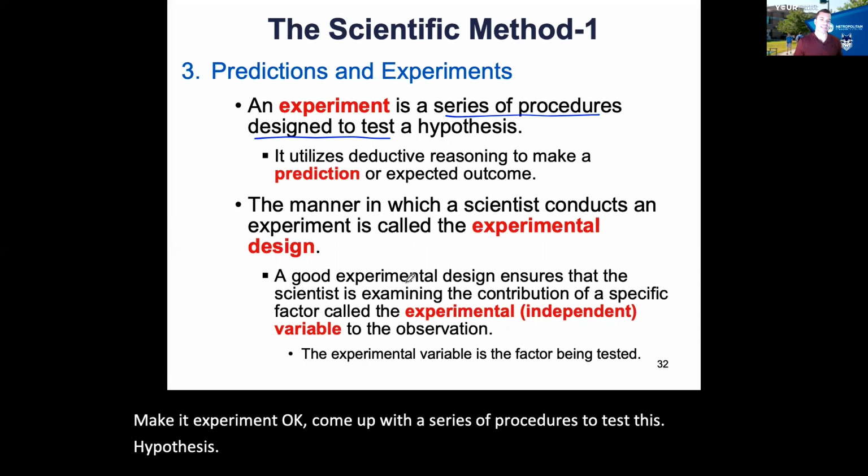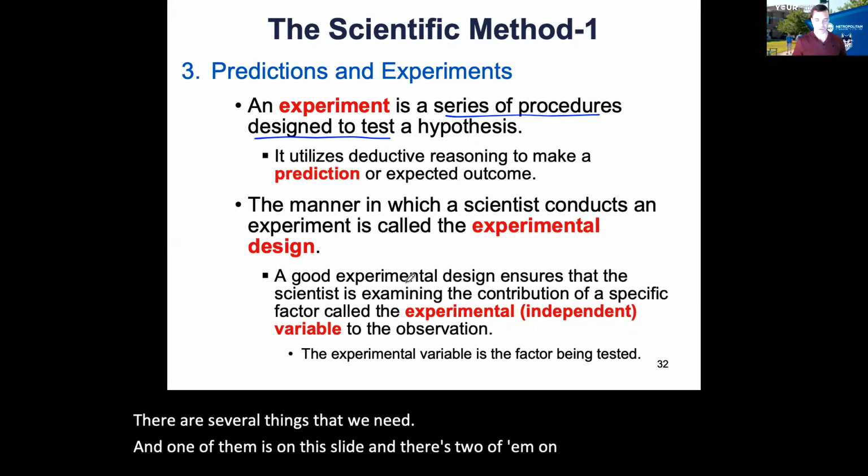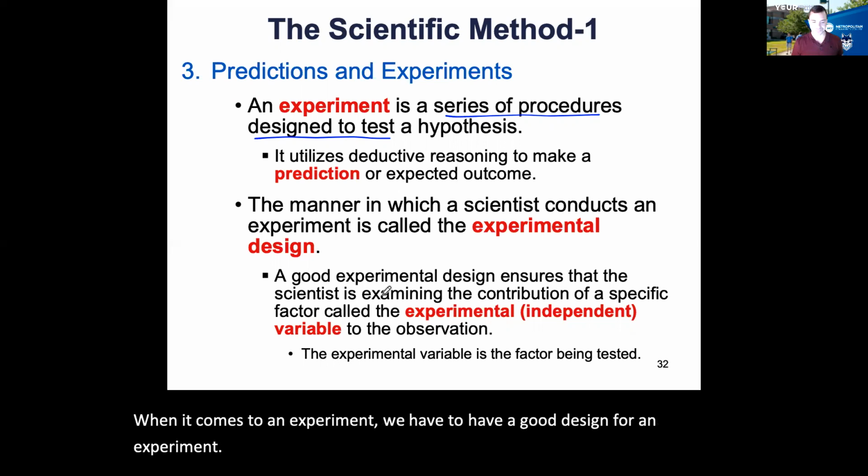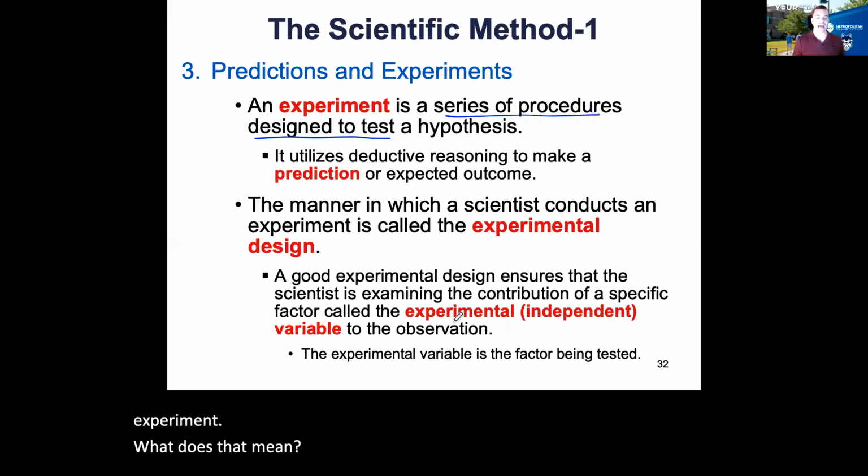There are several things that we need, and one of them's on this slide, and there's 2 of them on the next slide, okay? When it comes to an experiment, we have to have a good design for an experiment. What does that mean? It means I need variables, okay? And I need to come up with that variable that I'm testing for.